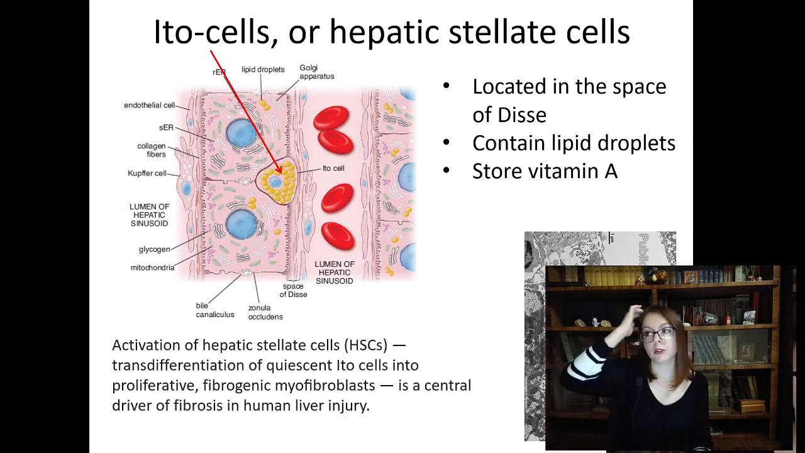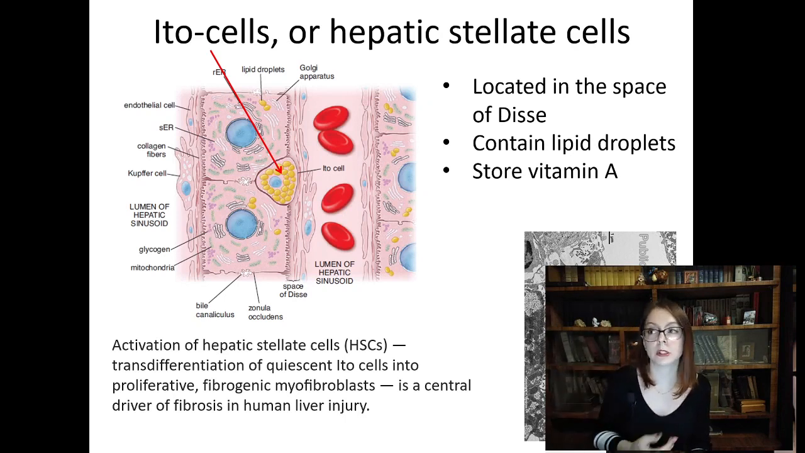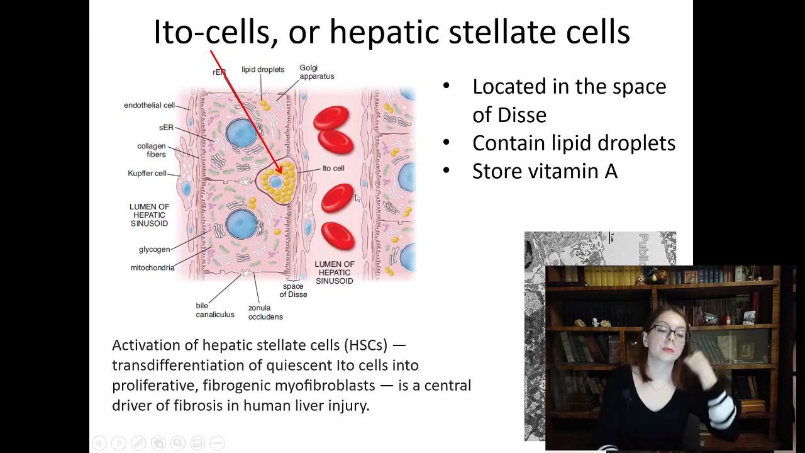What is the essence of this process? If lots of toxins are regularly circulating in our bloodstream, or due to intake of some drugs, for example, or alcohol as well, Ito cells try to protect hepatocytes from those toxins, and they start to produce collagen in the space of Disse. This is the protective measure.